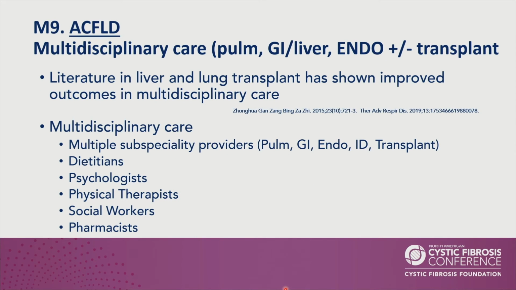The CF Foundation recommends that persons with CF and advanced liver disease receive multidisciplinary care from pulmonology, gastroenterology, hepatology, endocrinology, and when appropriate, a transplant center to optimize liver outcomes. And while there is a lack of literature specific to CF in this area, there is literature in transplant that recommends multidisciplinary care. The recent 2019 CFF lung transplant guidelines also emphasized the importance of communication between the primary CF center and transplant to assure that patients received optimal care.